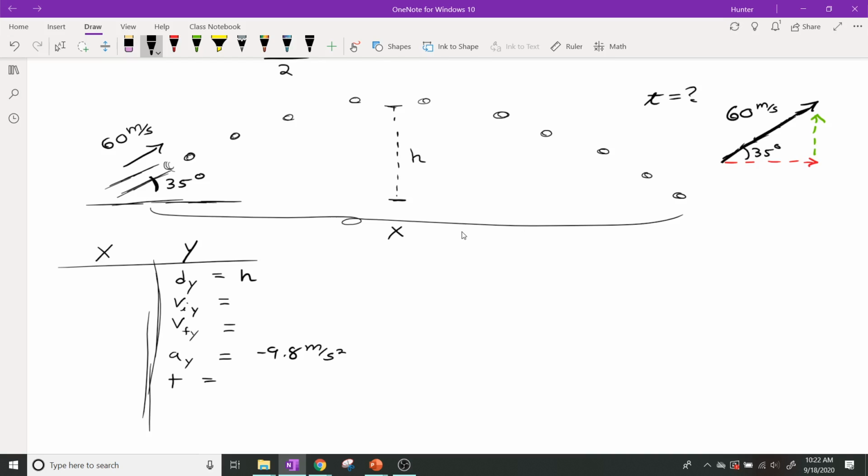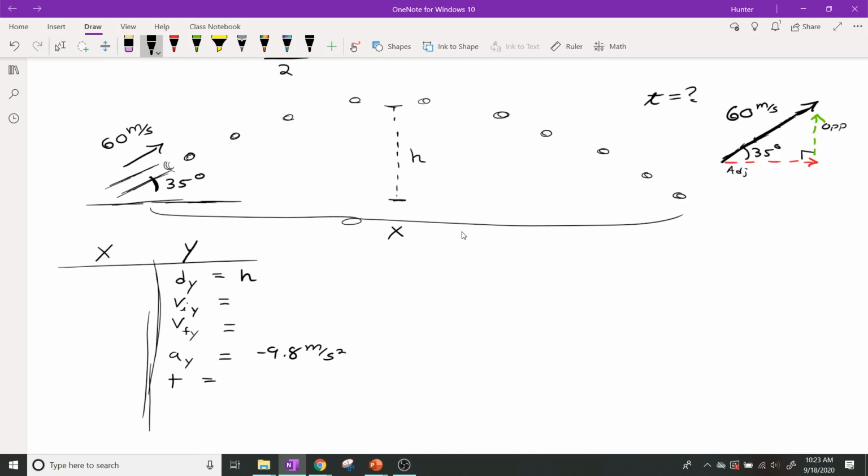And there is a 90-degree angle. There's this part right here between horizontal and vertical that is always 90 degrees. So SOHCAHTOA applies. 60 cosine 35 is going to be the x direction. 60 sine 35 is going to be the y direction, because this is the opposite side of the angle, and this is the adjacent side of the angle. So if we do opposite over hypotenuse, that's the sine. So that means it's going to be 60 times the sine of 35 degrees. The adjacent is the cosine.